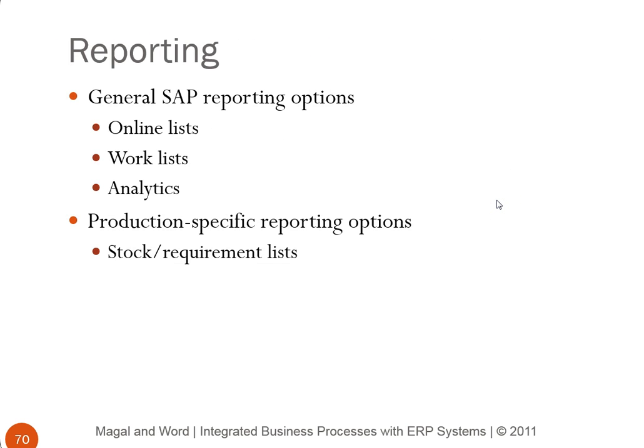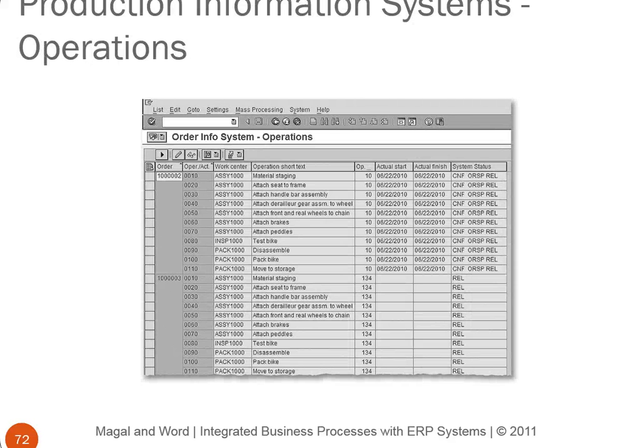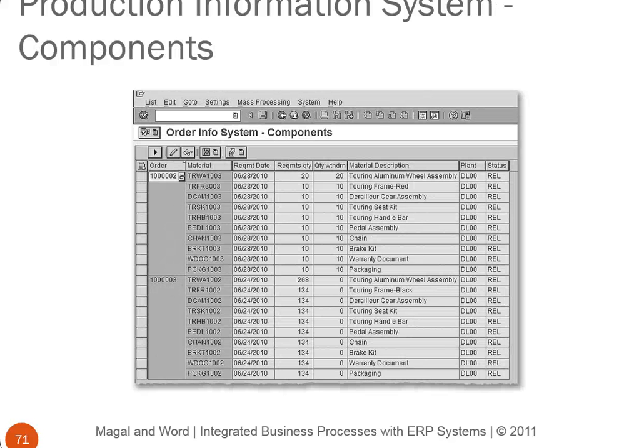Then comes the reporting part, where you use SAP tools to report the data related to the production process. And this is production information systems. Basically store all the data or the information related to the production process.